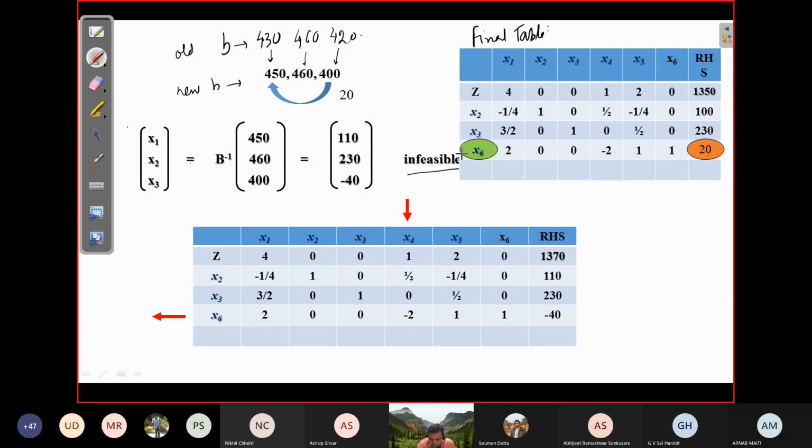which is an infeasible solution. What does it mean? That the current base is infeasible, right? The current basic solution that you will be getting with this base will be infeasible. Right? Yes, sir. And how do we define the range of feasibility?